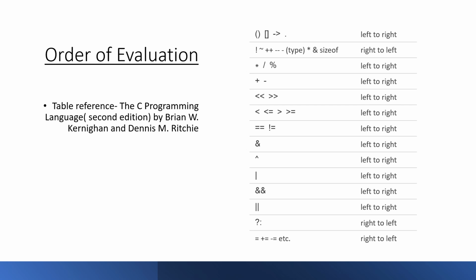And then we have the assignment operators, like we studied in the previous slide, like plus equal to, minus equal to. These last two will be from right to left. All the other operators that we have studied will be from left to right. And the keywords like type, size of, double addition, double subtraction, these all will be from right to left.